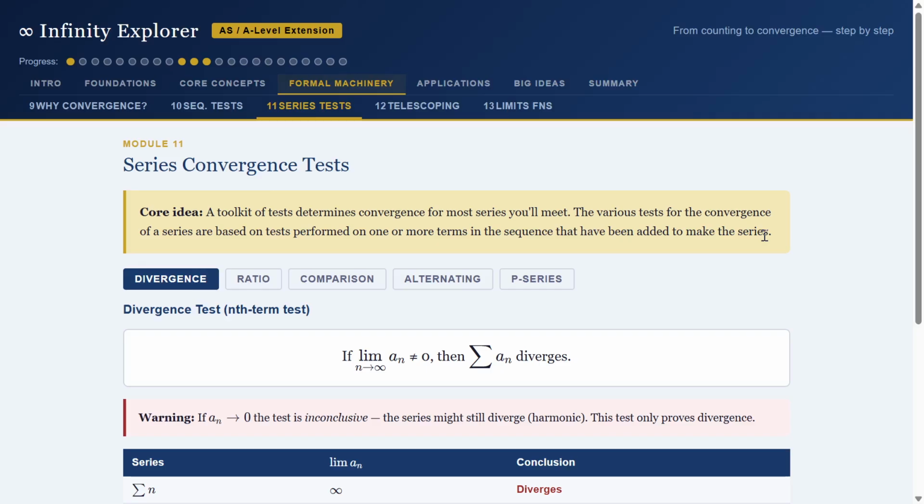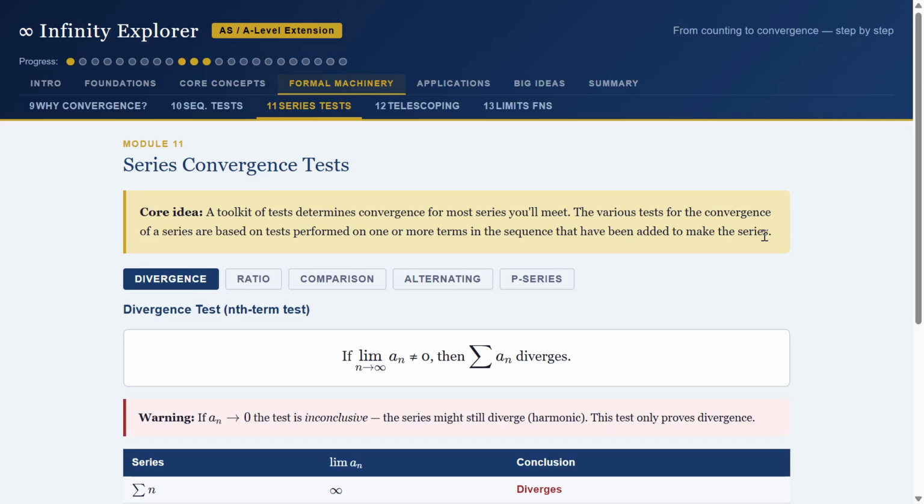Now, the first idea is a test, and these tests are based on the sequence items within the series. The first test is the divergence test, which in fact indicates whether or not the series will not converge, or what we call diverge. If the terms in the sequence as part of the series are not themselves getting close to zero, then the sum of all those terms will never converge, it will diverge. But the opposite is not true.